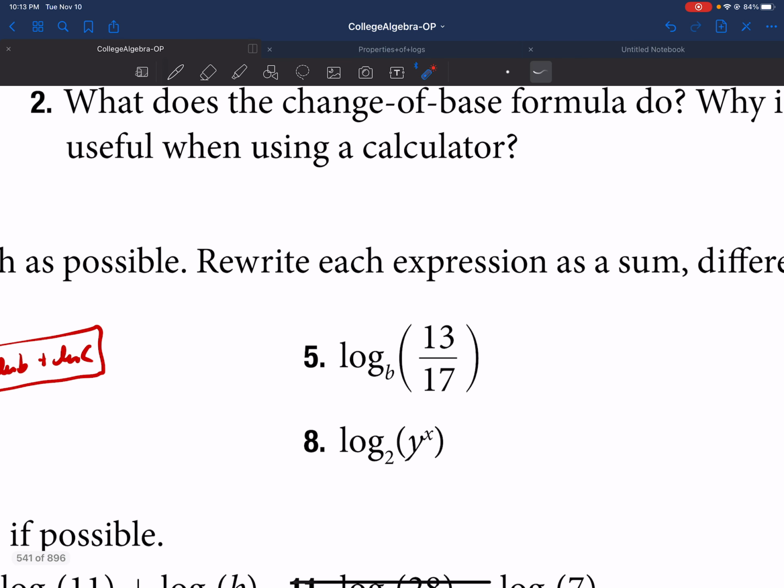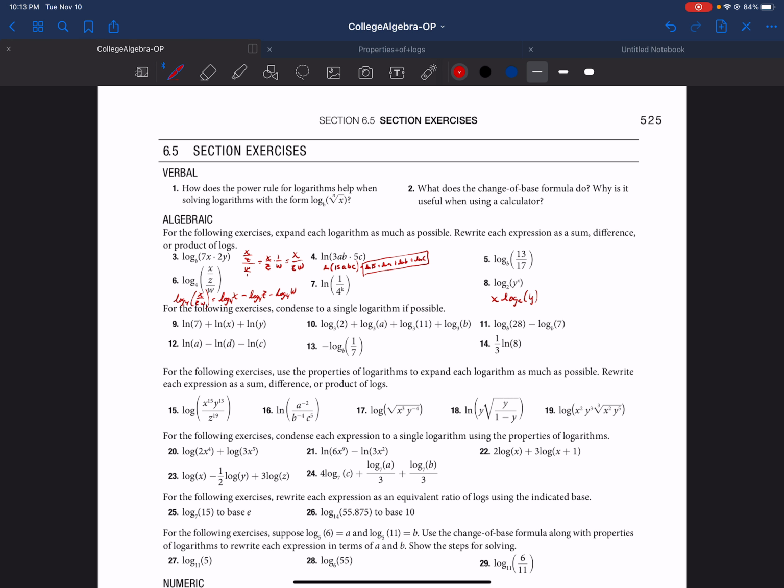On this one right here, the only thing I could see to do would be to take that x and pull it down, so this would be x log base 2 of y, and there's nothing else I could do. So that's how you do the properties on those types of problems. Notice then in the second set, all that says is go back the other way. That's all you have to do, just take this back in reverse.